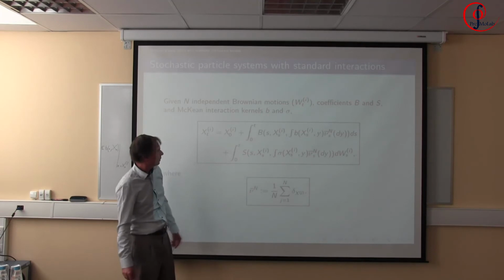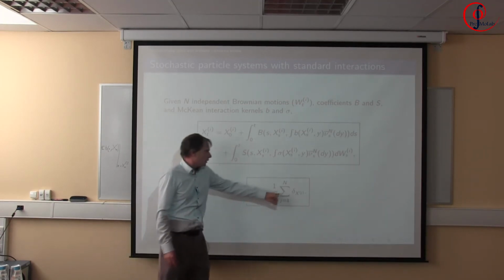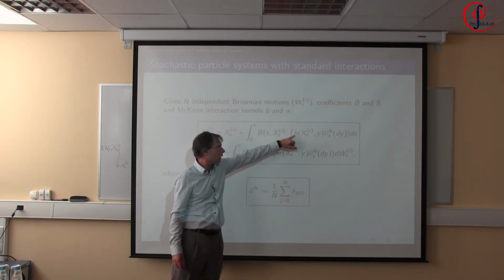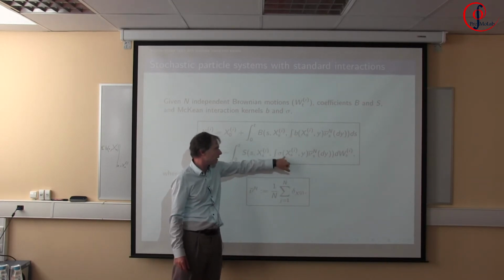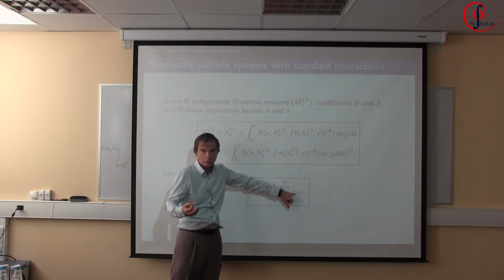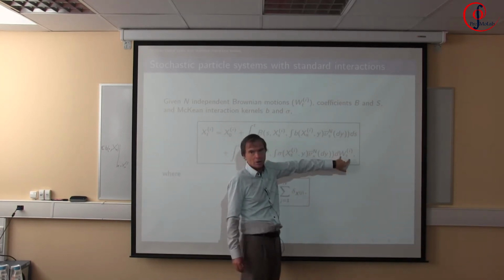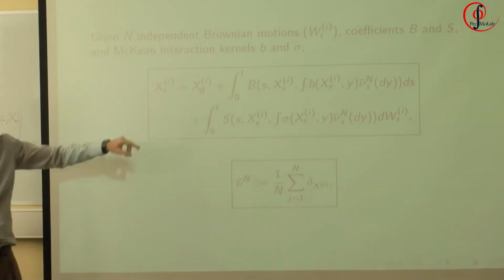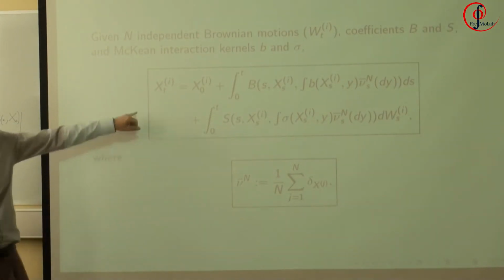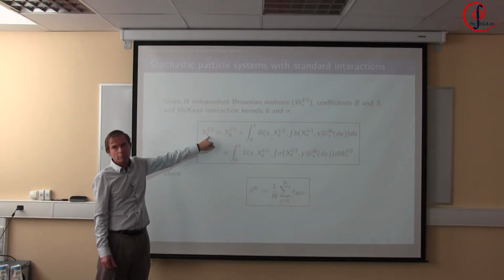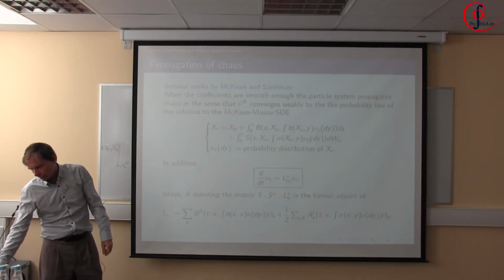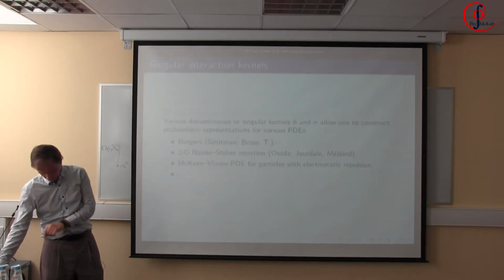At each time pt over n, I integrate the kernels B and sigma with respect to the empirical measure at pt over n. I simulate the Brownian increments, and that leads me to the value of the positions of the particles at time (p plus 1) t over n.